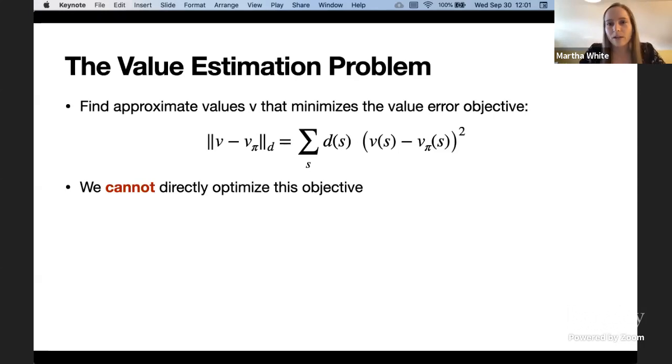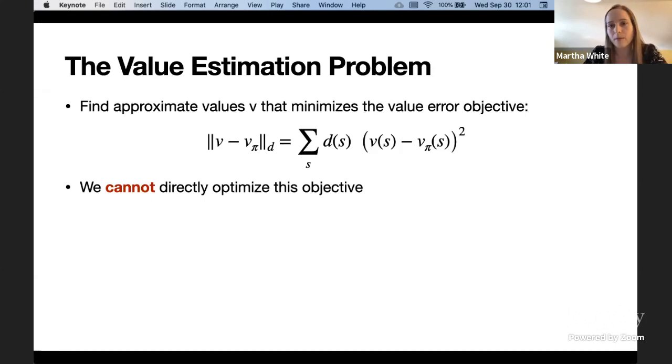Okay, so what's my goal? My goal here is to estimate values. I'm going to talk mostly about the prediction setting. So we're going to be estimating V pi with some approximation V, but actually a lot of this stuff extends also to the control setting. But let's make it more straightforward and talk first about prediction. So my goal is to estimate this V pi.